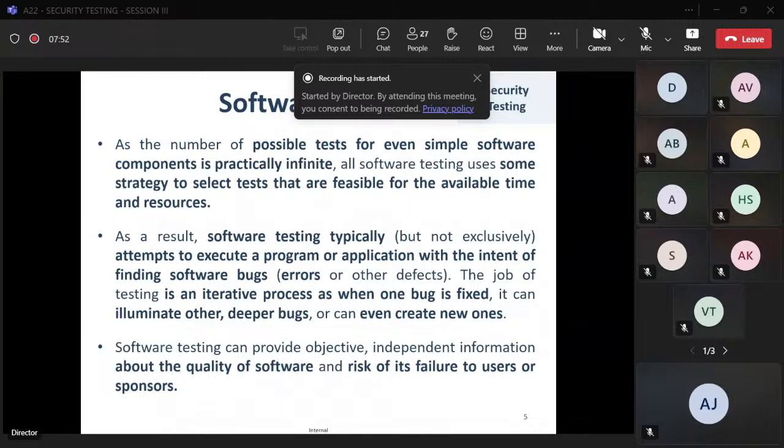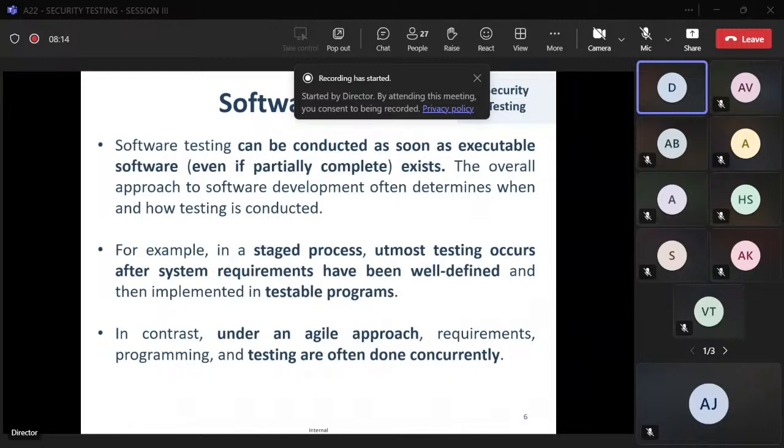So every software testing will have a defined objective, and also will help you to improve the quality of the software, to reduce the risk, and also to understand the value from the user perspective as well as from the stakeholder perspective. There are many types of testing you can perform in this software.